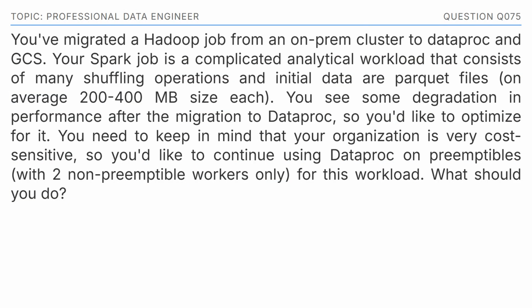You've migrated a Hadoop job from an on-prem cluster to Dataproc and GCS. Your Spark job is a complicated analytical workload that consists of many shuffling operations, and initial data are Parquet files, on average 200 to 400 megabytes in size each. You see some degradation in performance after the migration to Dataproc, so you'd like to optimize for it. You need to keep in mind that your organization is very cost-sensitive, so you'd like to continue using Dataproc on preemptibles, with 2 non-preemptible workers only, for this workload. What should you do?